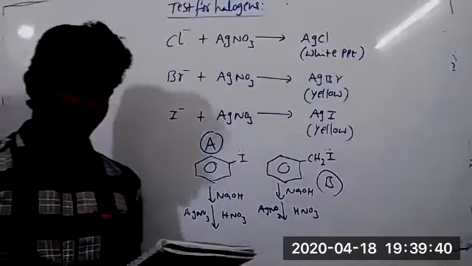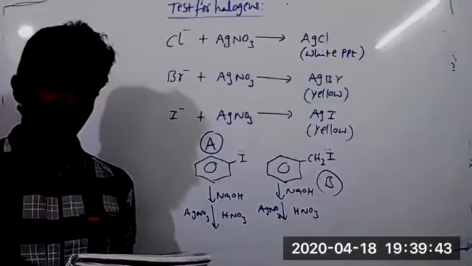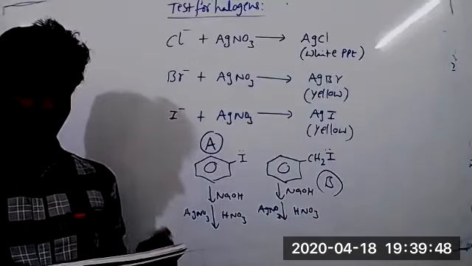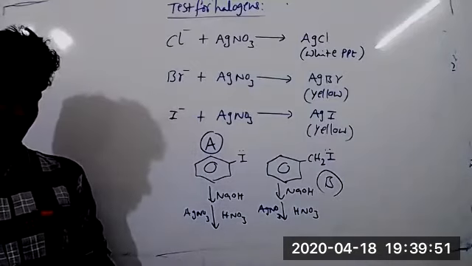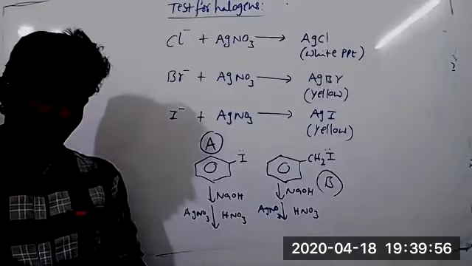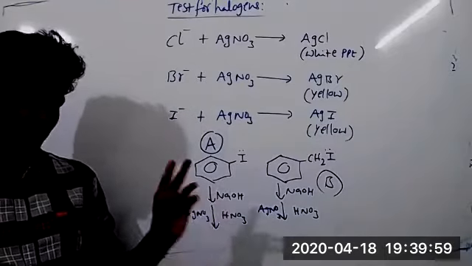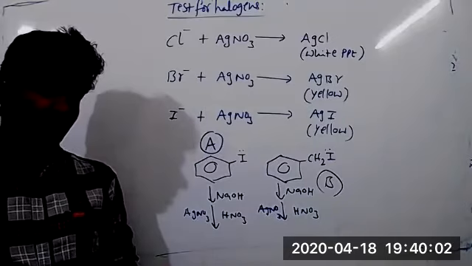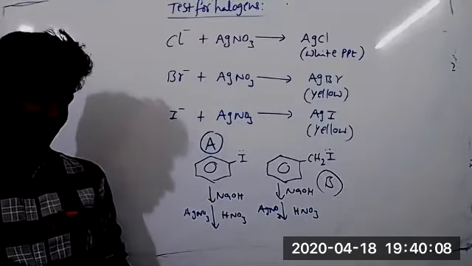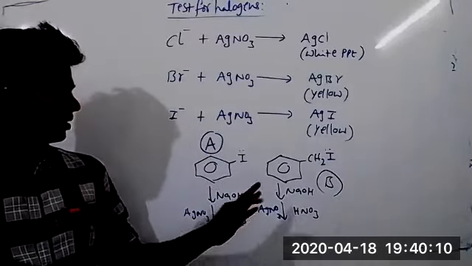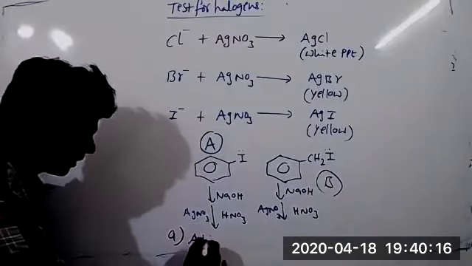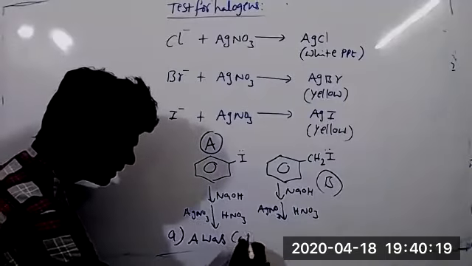Obviously this becomes A. Which one of the following statements is true for this experiment? Option A is A was C6H5I. Is it correct? Yes, sir, A is this, C6H5I. Option B is A was C6H5CH2I. No, option B is wrong. Option C is B was C6H5I. No, this is A. Addition of HNO3 was unnecessary. That's not mandatory. Option A is correct. A was C6H5I.